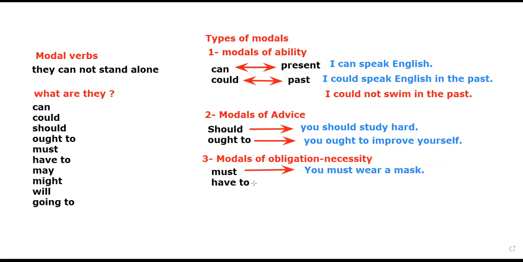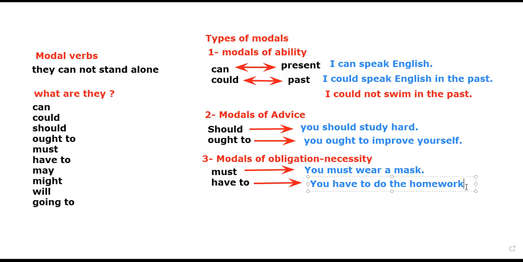Number two, actually, have to. You have to, for example, pray, or you have to do whatever you want. For example, you have to do the homework. Let's say this is obligatory also. You have to do the homework. You have to write the homework.